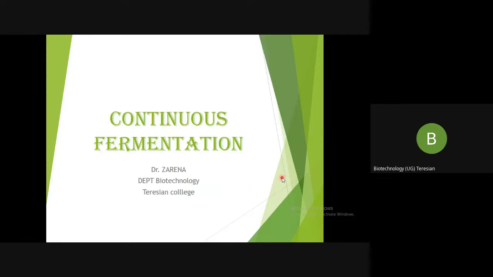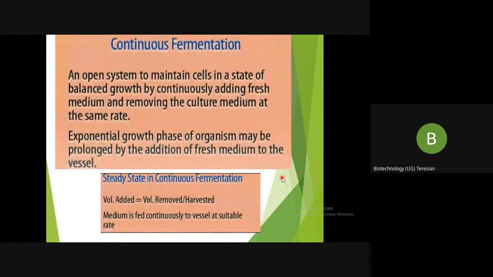In continuous fermentation, what we mean is that the continuous culture is to keep the culture growing indefinitely. That is, you are allowing your microorganism to grow indefinitely. This can be done by continuously supplying fresh nutrients, while simultaneously the accumulated cells and waste products are removed at the same rate. This is known as continuous fermentation. So it is an open system to maintain cells in a state of balanced growth by continuously adding fresh media and removing the culture media at the same rate.